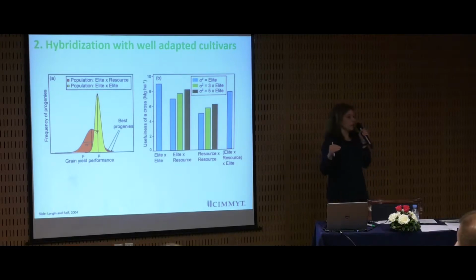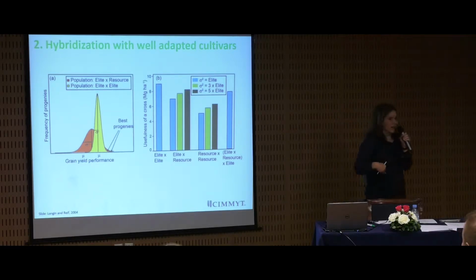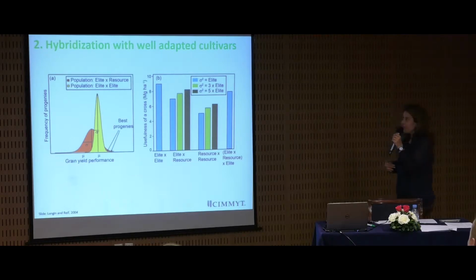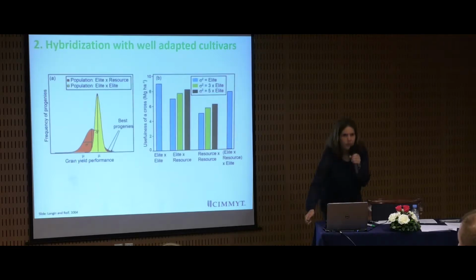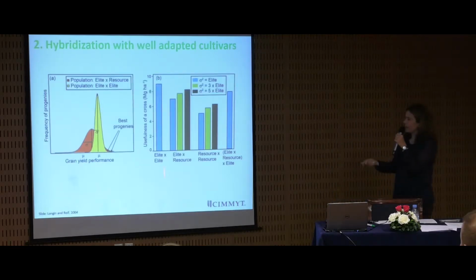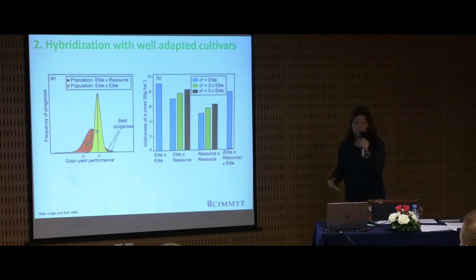Okay, so now that we have defined how and what genetic resources we take from the gene bank, the next step is how we integrate that into our breeding pipelines. Most of the breeders might know that the best cross is always elite by elite, right? If I cross elite by a resource, usually the economic performance goes down. So we have to get rid of that.